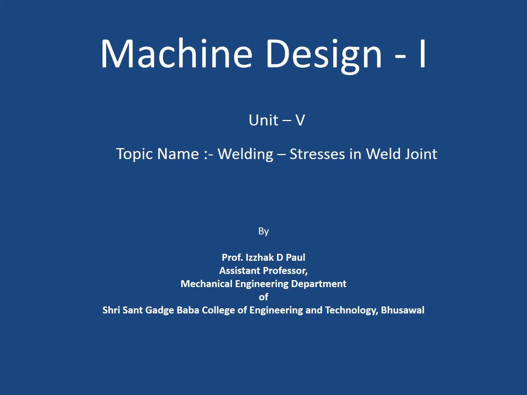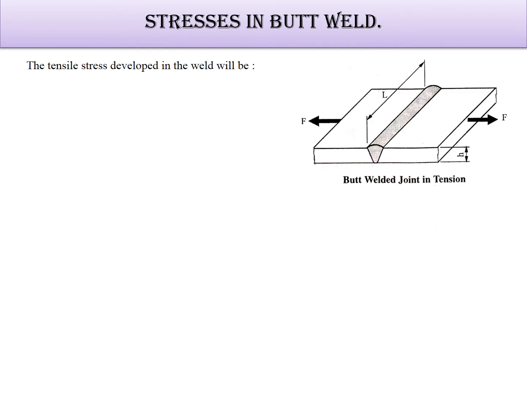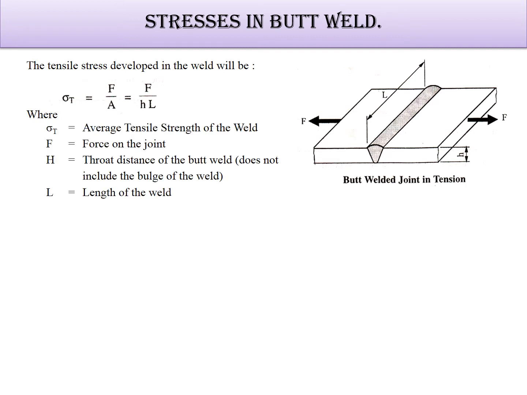So the new topic is the stresses in weld joint, and we are going to see different types of stresses acting on a welded joint. First is the tensile stress. Stress is equal to load per unit area. Here also we have the same formula, that is F upon h into L. H is equal to this and L is this, so it is shown here.